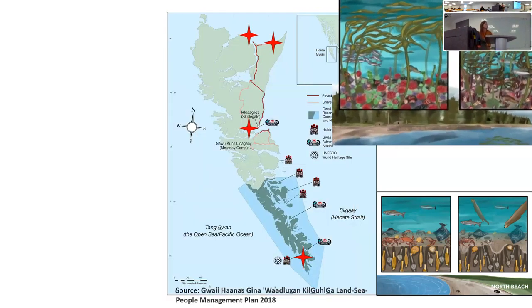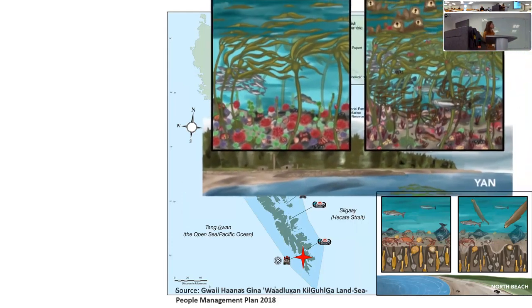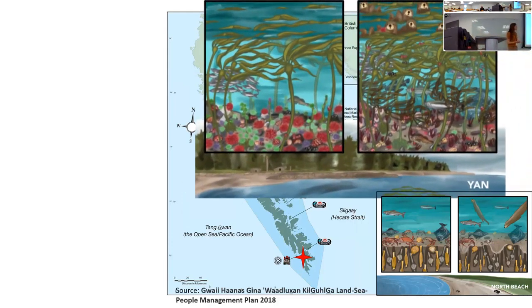So for example, somewhere like in the north, up in Yan, you would see sea otters really staying within a 5-kilometer radius. You would see mums and pups. And so each of these stories would kind of illustrate how change would happen in that area.